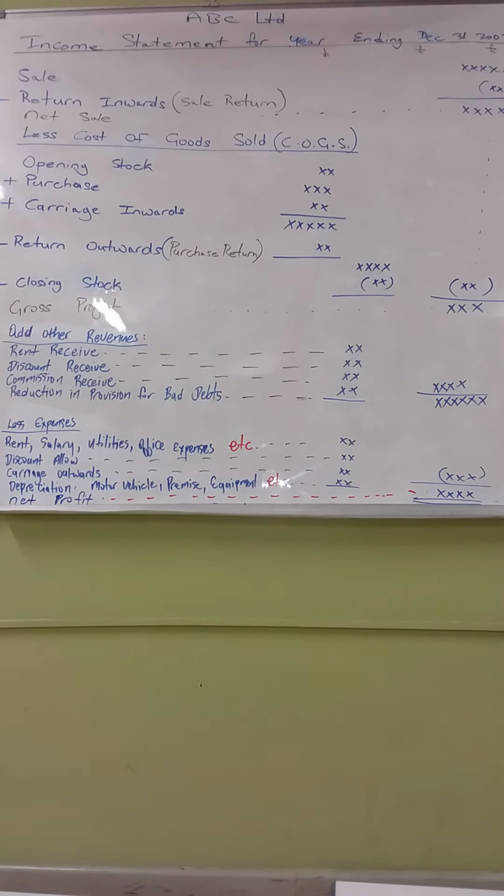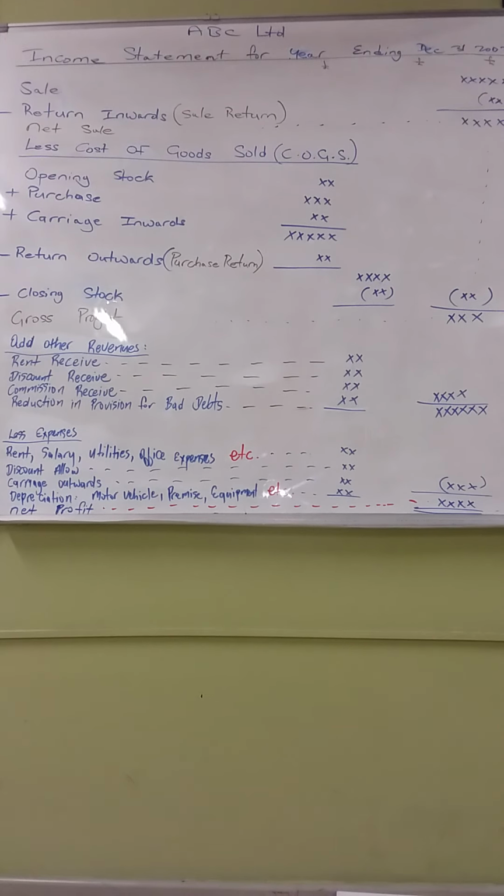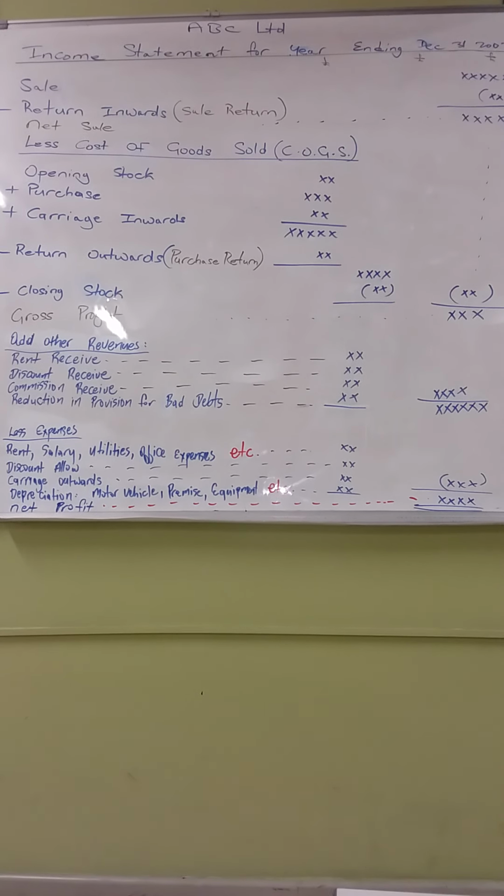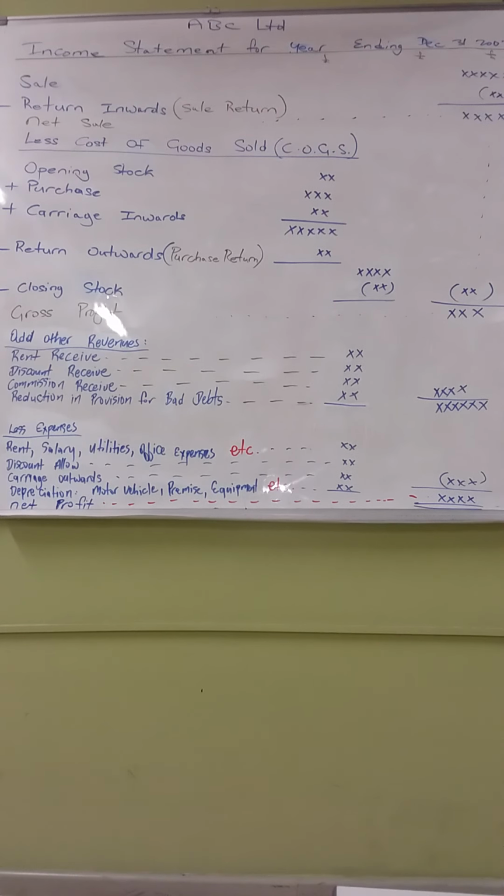Carriage, the word carriage there means transportation cost, right? Cost to transport goods. Now carriage can be broken down into two categories. One is known as your carriage inwards, and the other is known as your carriage outwards.